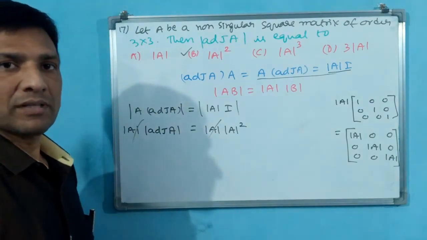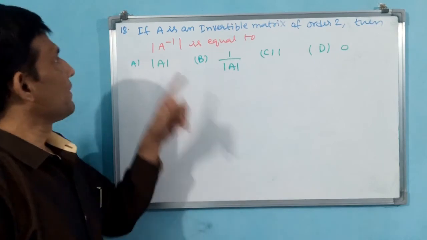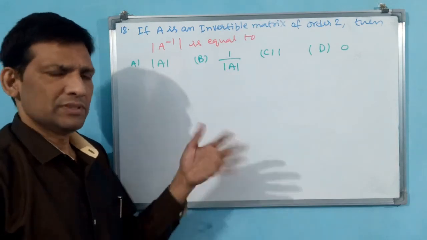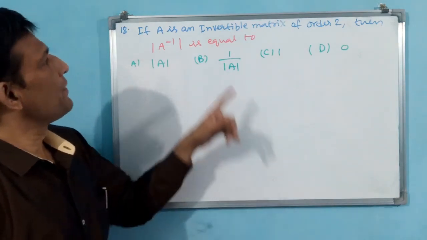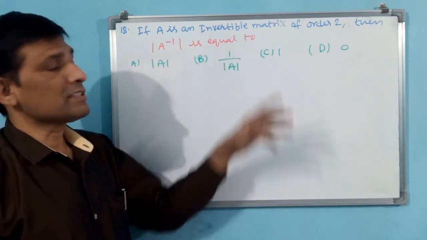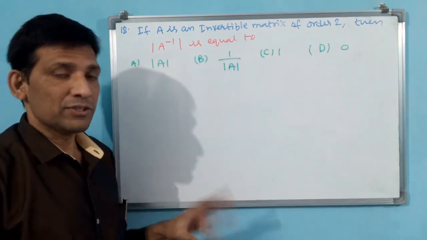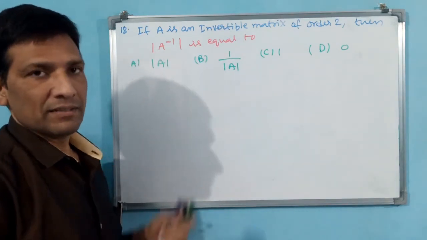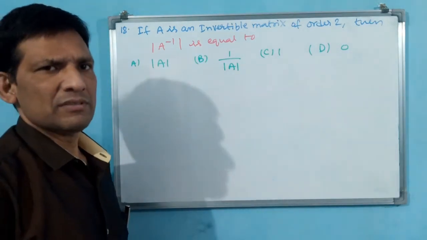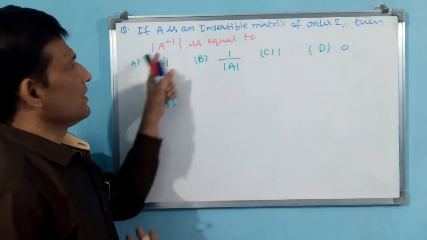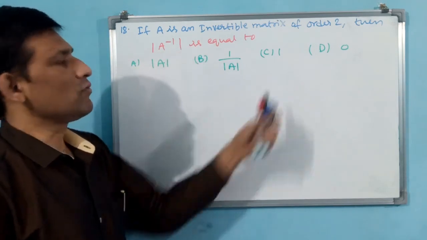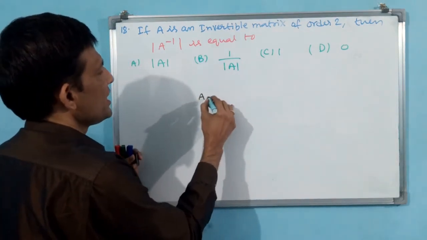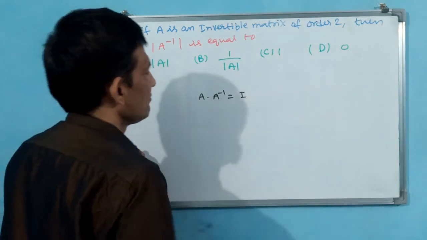Shall we go for 18th question? Let us see the 18th question. If A is an invertible matrix of order 2, invertible matrix means, we know, non-singular matrix. Then determinant of A inverse is equal to, you see here, these two questions are conceptual based. A inverse determinant we have not yet done until now. Okay. We can do. Why? Because we know concepts. Our fundamentals are strong. Determinant A inverse is equal to what they are asking. We know one formula, basic formula: A inverse A is equal to I.